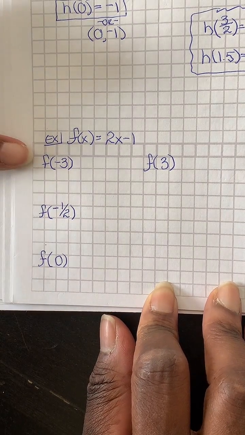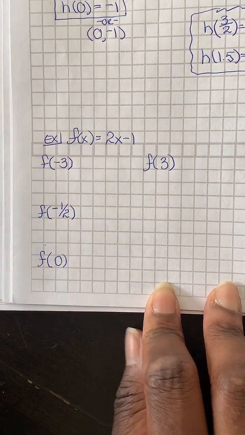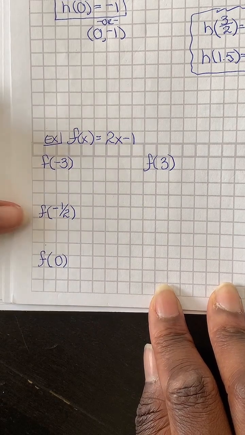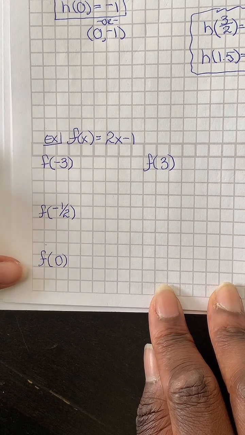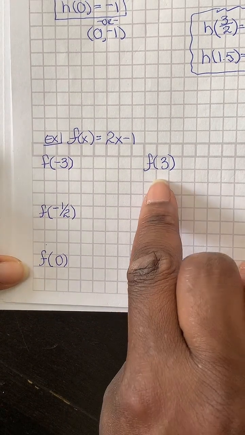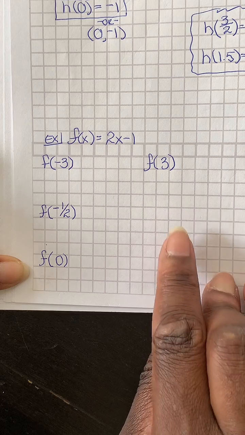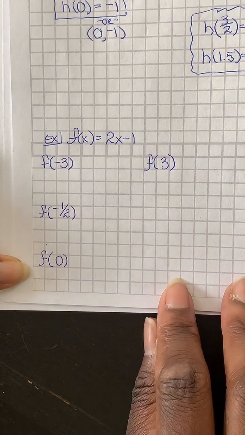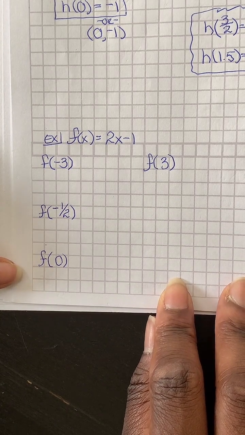All right. So I want you to solve all 4 of them. So we have the f of -3, the f of 1/2, the f of 0, and the f of 3. Okay. Do not put your answers down. But I'm going to give you time to work them out.